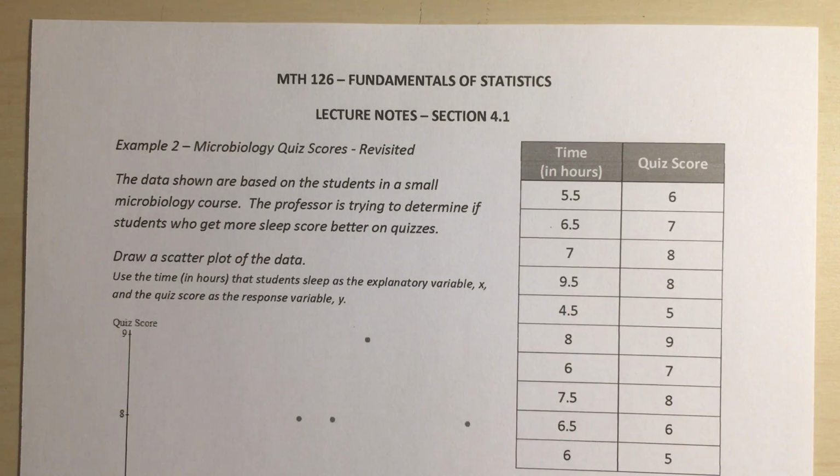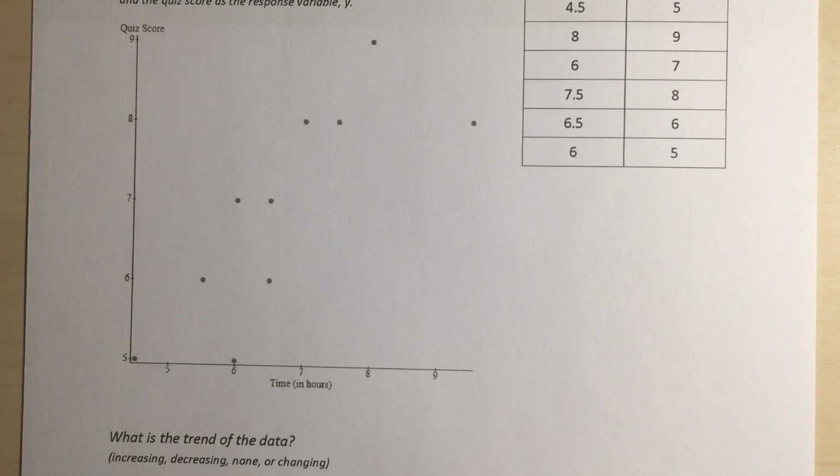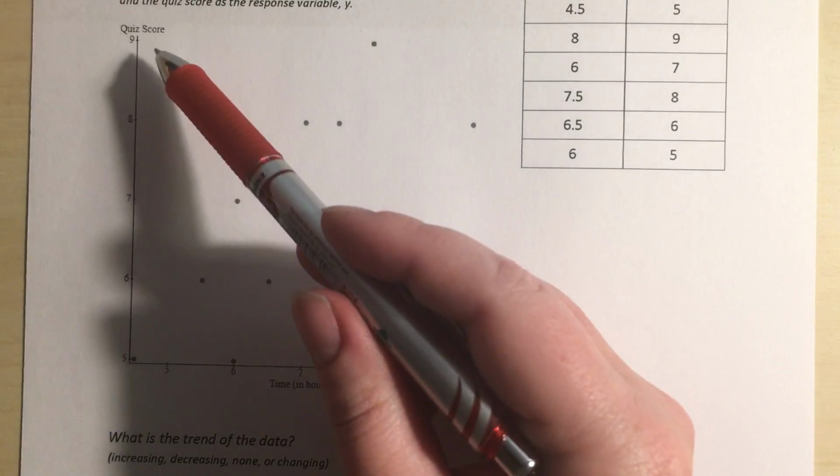Right, now if we go back to the example where I used StatCrunch to generate a scatter plot for us, we're going to take a closer look at this. The data in this example were shown based on the students of a small microbiology course. The professor was looking at the association between the amount of time slept and the score on a quiz. Looking at our scatter plot, notice that our x-axis is our time, and our y-axis is our quiz score.